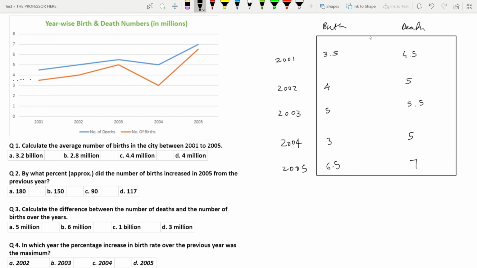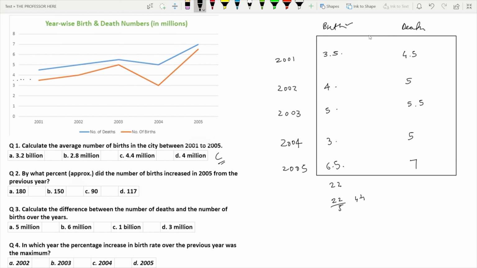Now let's try to solve the question. Question number 1. Calculate the average number of births in the city between 2001 to 2005. So all you have to do here is to add up the numbers under the birth column and divide it by 5. So 3.5 plus 4, 7.5, 12.5, 15.5 and 16, 22. So 22 is the total. To get the average, you have to divide by 5. 22 divided by 5. So it is 4.4. Option C, 4.4 million is the answer.